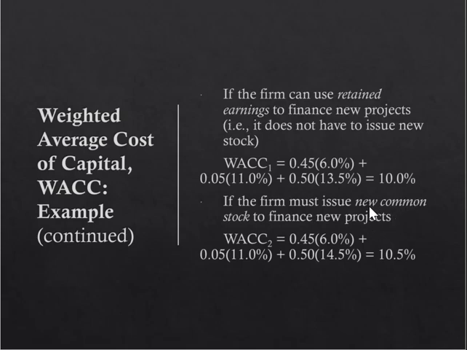If the firm has to issue new common stock to finance new projects, instead of the 13.5% for retained earnings, you have to use the 14.5% that we calculated for new equity issue, which gets you a 10.5% weighted average cost of capital.